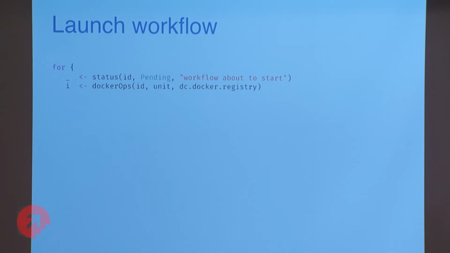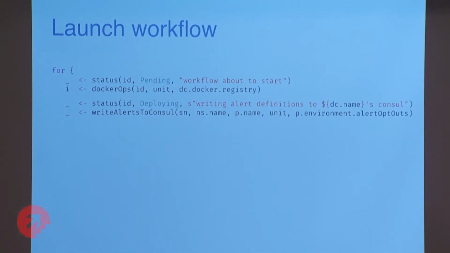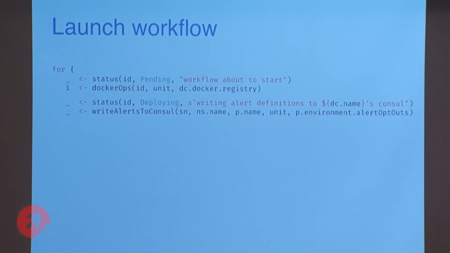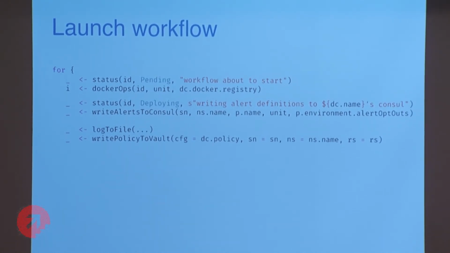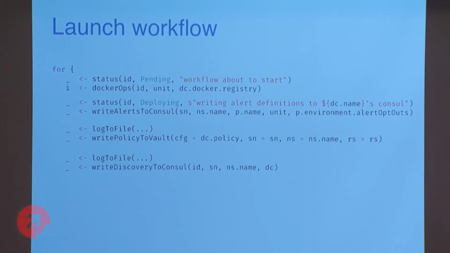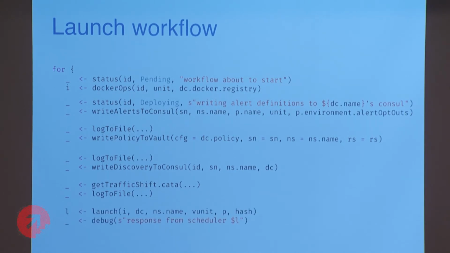We start off by getting the Docker information from the specified image at deployment time. This is the code that's run when we actually deploy something. It'll take the plan and write alerts to HashiCorp Consul. It will then generate the dynamic security policy and write it to HashiCorp Vault. And then it will write service discovery information to Consul, get the traffic shift associated with it, and then actually launch the image on Nomad.